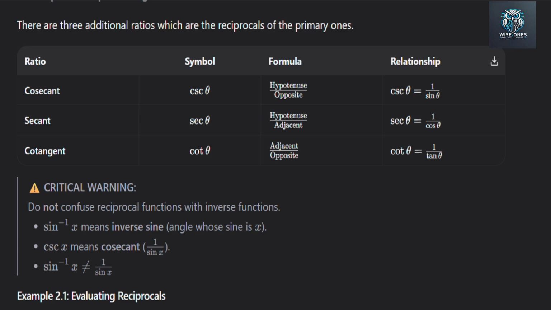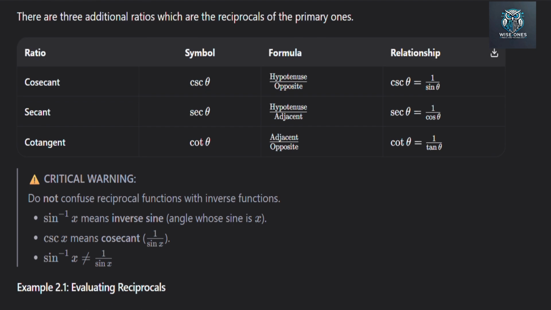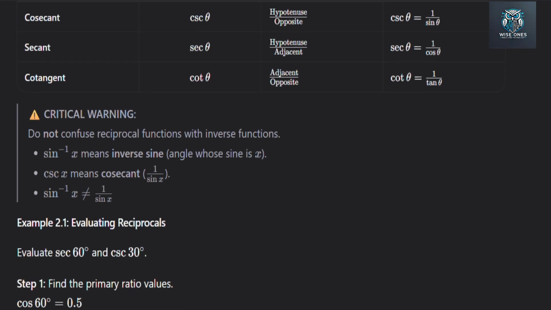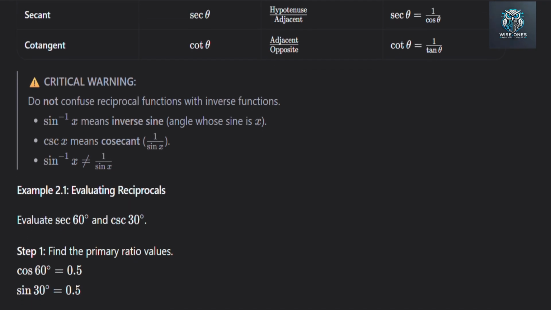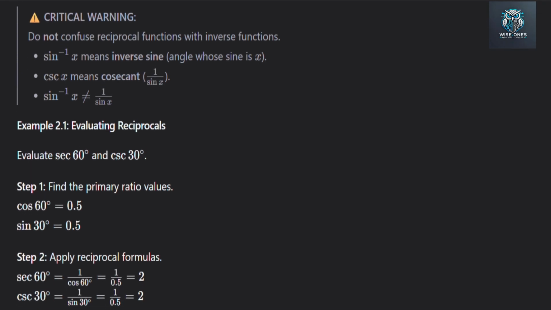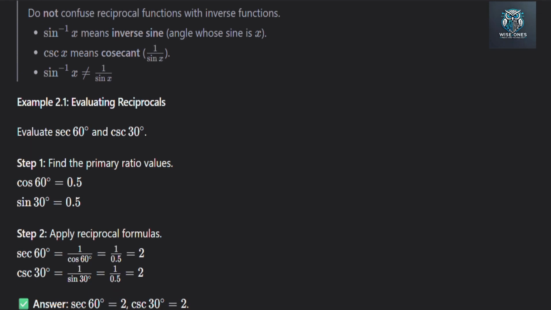I need to give you a critical warning here. This is very important. Do not confuse reciprocal functions with inverse functions. Inverse sine, written as sine to the power of -1 of x, means the angle whose sine is x. Cosecant, written as CSC x, means 1 over sine x. Sine to the power of -1 x is not equal to 1 over sine x. They are completely different things. Please do not mix them up.